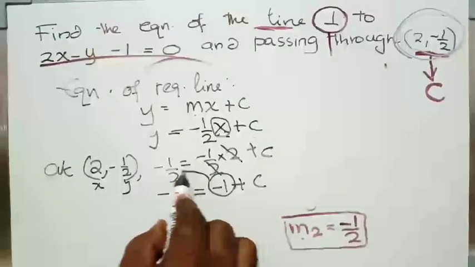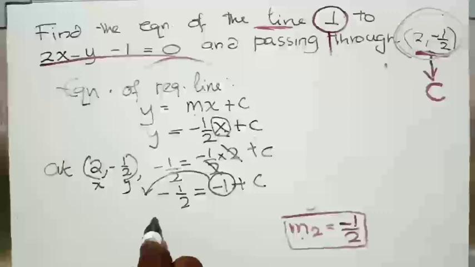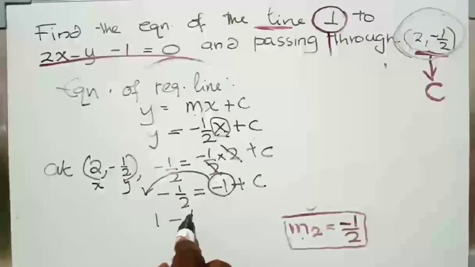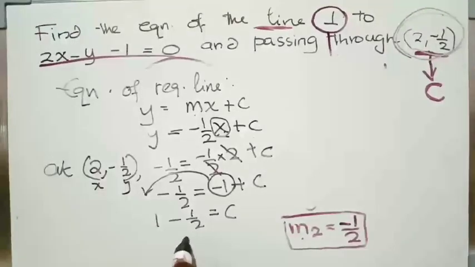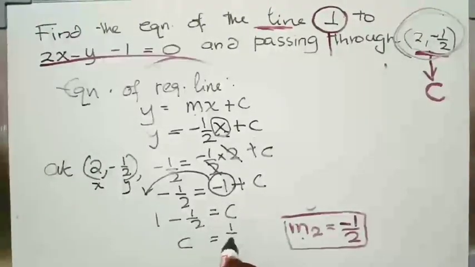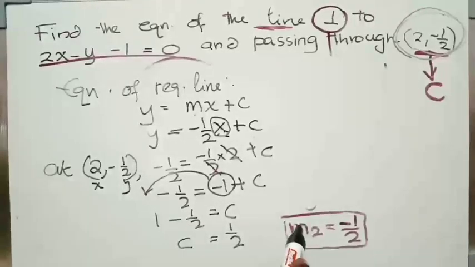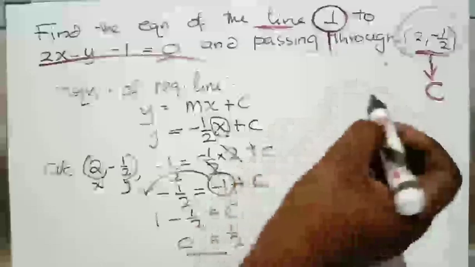Take minus 1 to the left side. We get it as plus 1. That is 1 minus half is equal to c. Or we get c as 1 minus half, which is how much? Half. So what is the value of c now? 1 by 2.